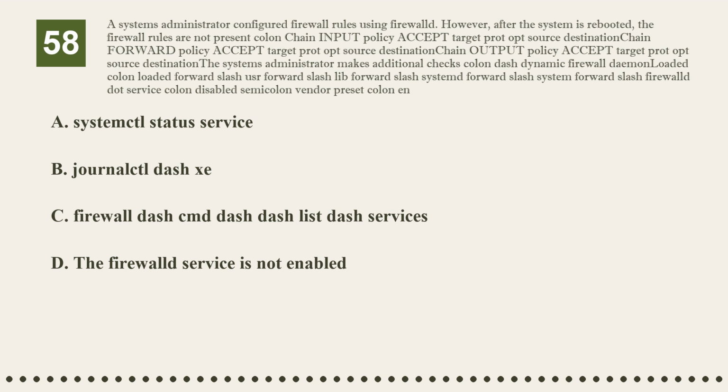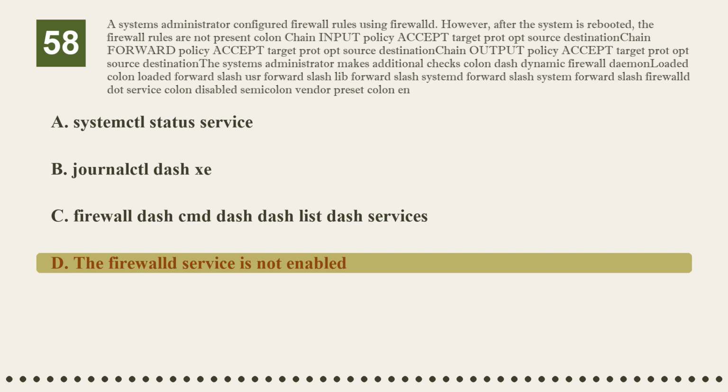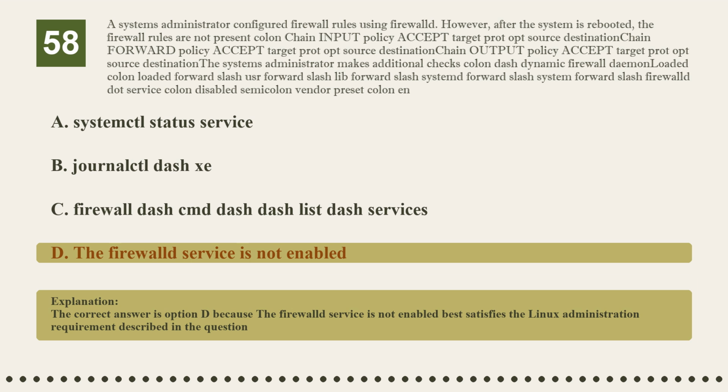Option B, journal-exe. Option C, firewall-cmd-list services. Option D, the firewalled service is not enabled. The correct answer is option D. The firewalled service is not enabled. The correct answer is option D because the firewalled service is not enabled best satisfies the Linux administration requirement described in the question.